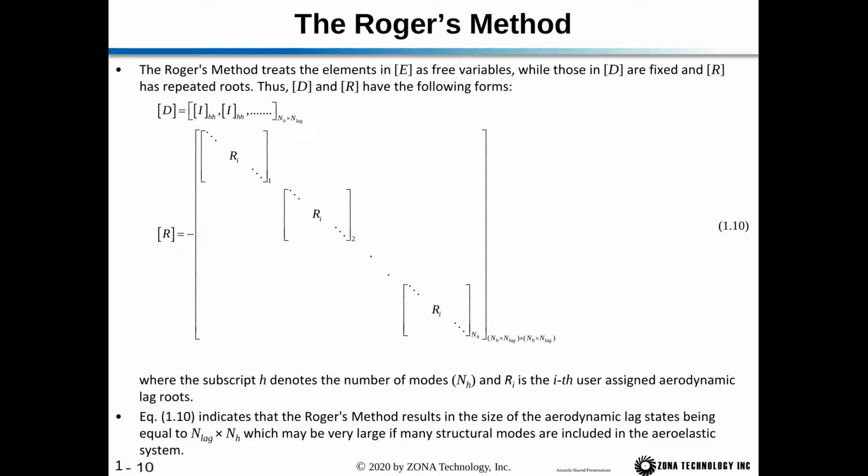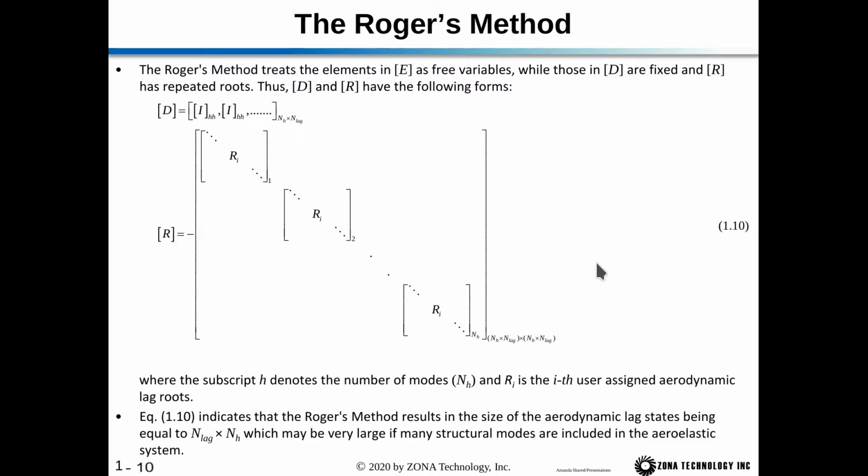The Rogers method treats the elements of E as free variables, while those in D are fixed and R has repeated roots. Thus, D and R have the following form, where if we specify 5, for example, lag roots in our input, each of these little R matrices would be 5 by 5, where the 5 values on the diagonal are the lag roots, and then this is repeated H number of times, where remember H is the number of structure modes. And then our D matrix here is an H by H identity matrix, and then we repeat that n lag number of times.